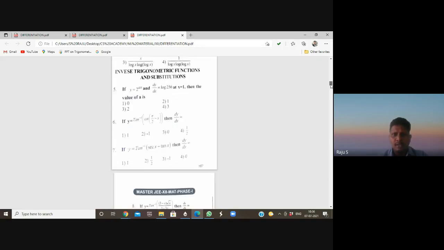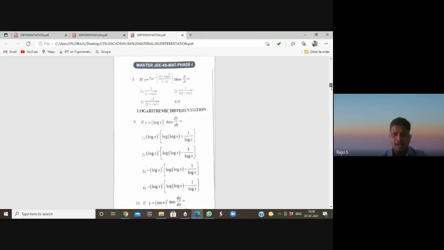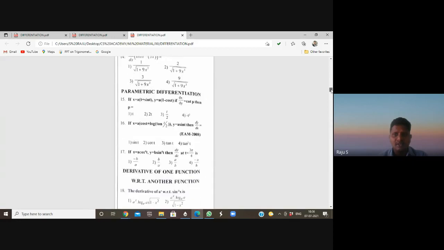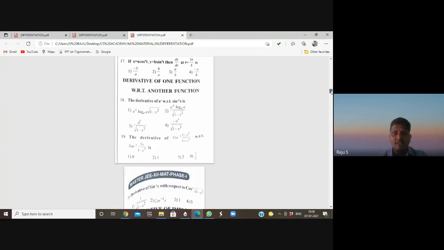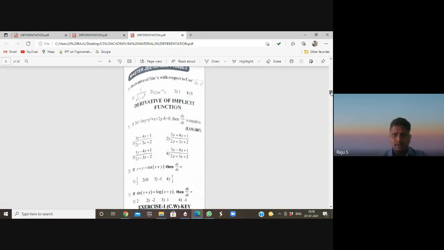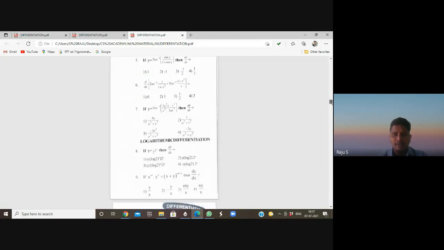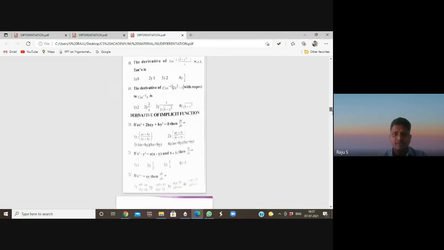And the next one is inverse trigonometric and substitution method and logarithmic differentiation. Derivative of hyperbolic and inverse functions, parametric differentiation, and derivative of one function with respect to another function. This is very easy actually. And derivative of implicit function like that. Here also the same: logarithmic differentiation, derivative of hyperbolic and inverse functions, derivative of one function with respect to another function like that.